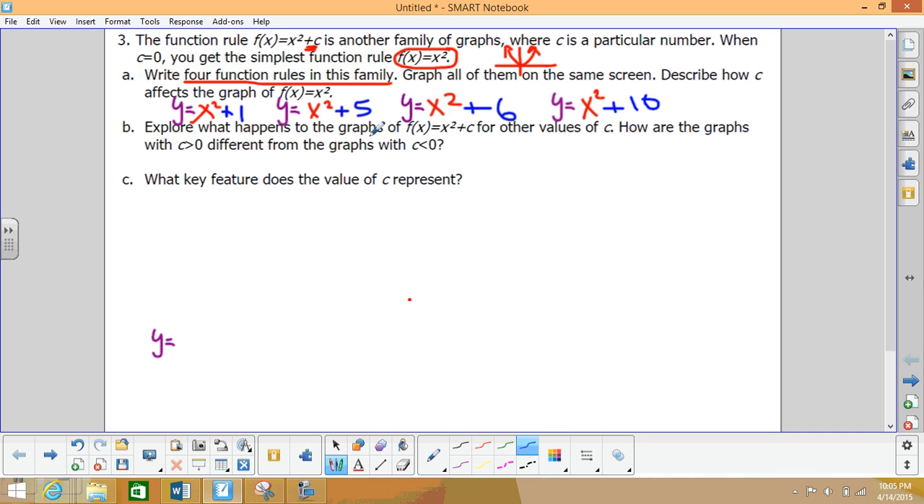And take a minute and graph these on your calculator so that you can see what happens to them. Because we're trying to see how c affects the original graph. So I'll give you a second to graph these on your calculator.